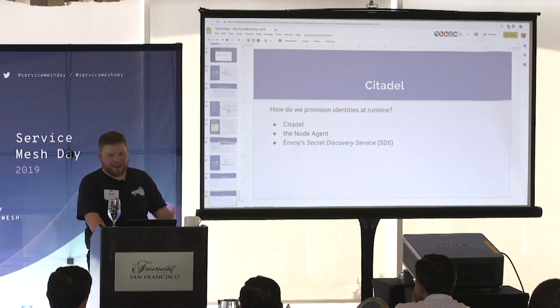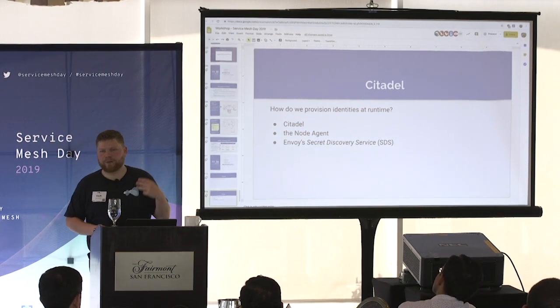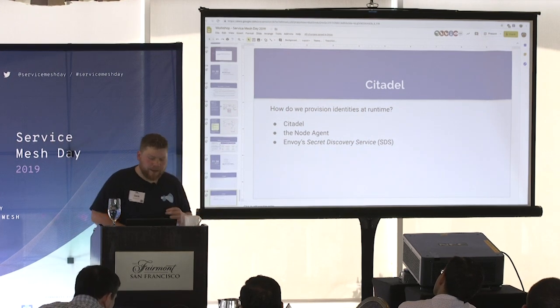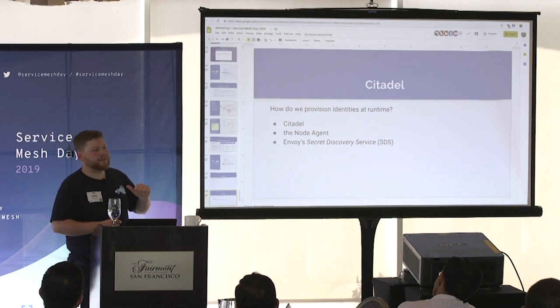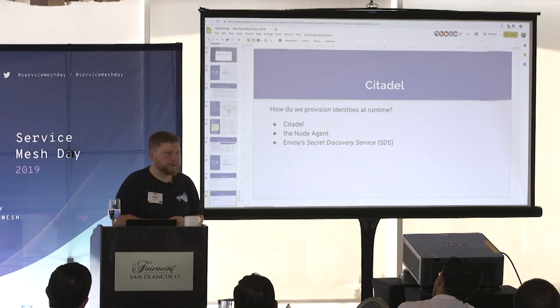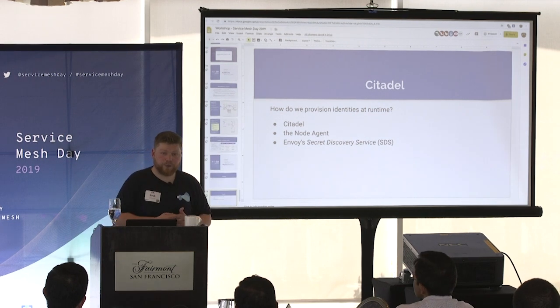So how do we handle this? The answer is there are 3 moving parts in the system that handle the certificate issuance and rotation. The primary piece is Citadel. This is the piece that looks at the Kube API server, monitors for service accounts being created, and mints certificates for those service accounts.